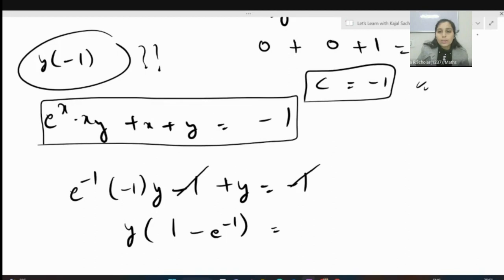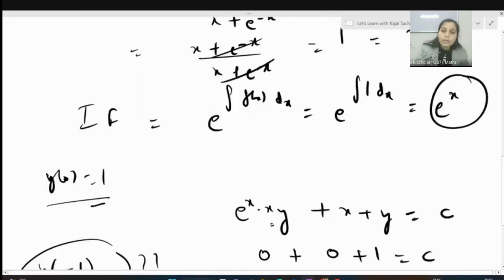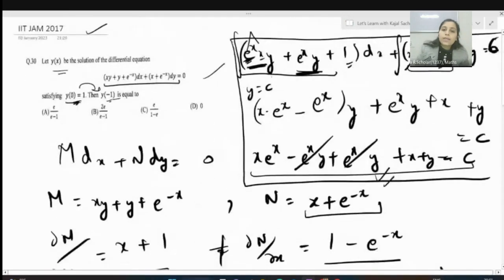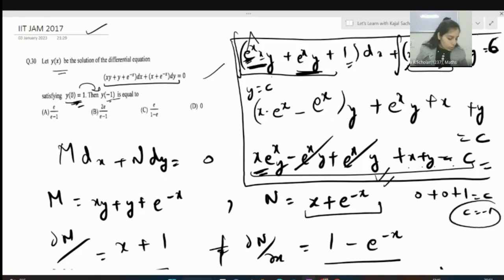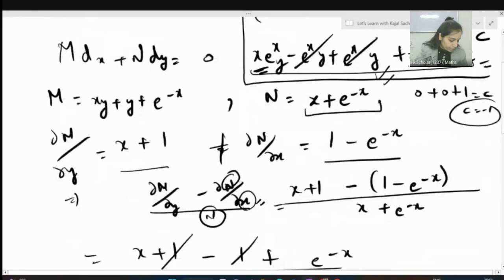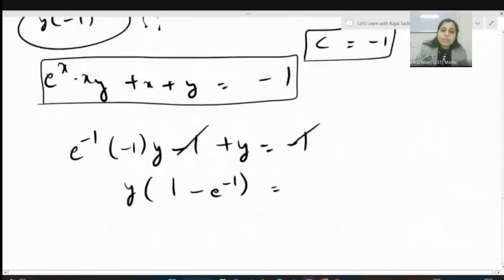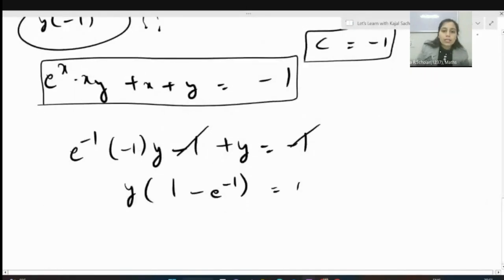I think here we have missed something behind. Yeah, we have x e raised to power x into y plus x plus y is equal to c. And we have y(0) is equal to 1. So substituting y(0) is equal to 1 here, 0 plus 1 is equal to c. So c is equal to minus 1. So from here, when we substitute this, we get the solution as this.